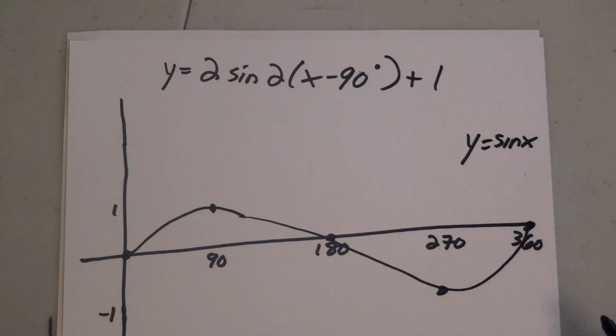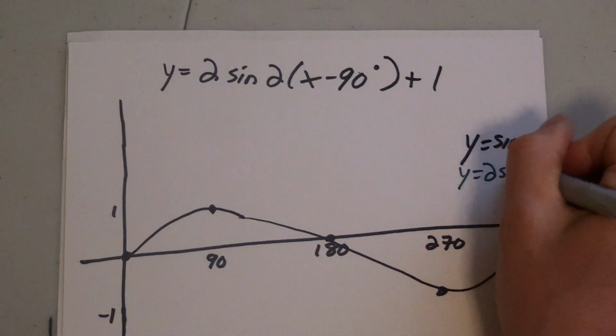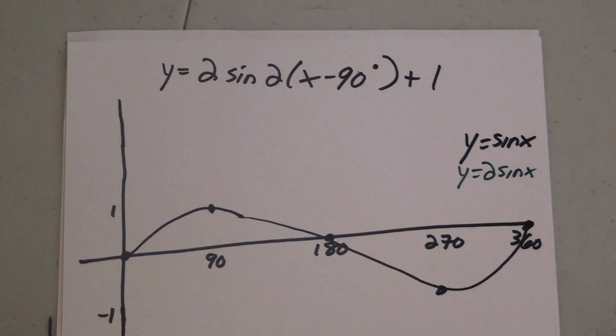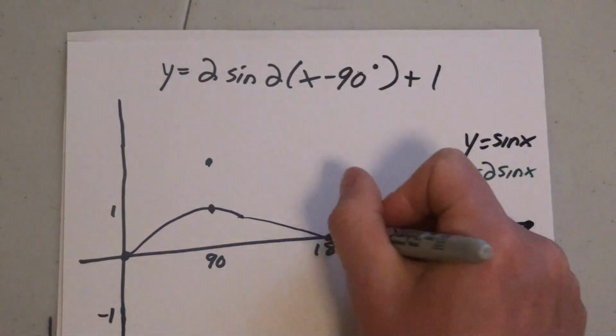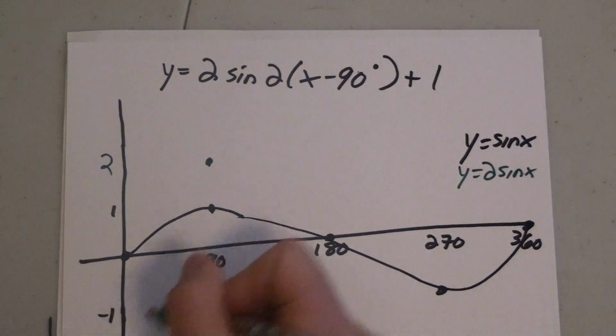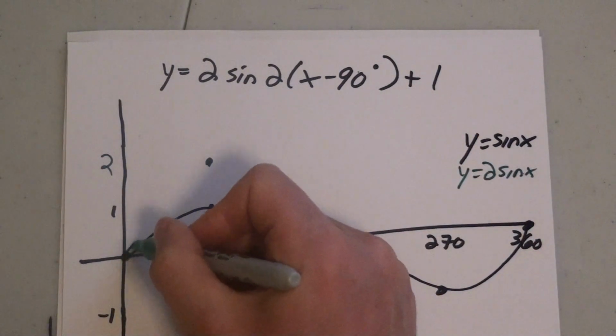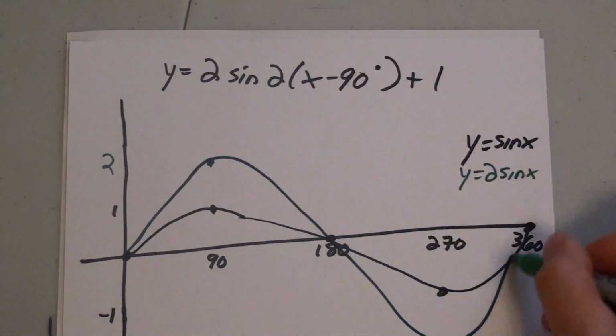Now I can do some things to this. Let's start by changing the amplitude. So I'm going to do y equals 2 sine of x. My amplitude is going to get doubled. So it's going to go up to 2, 0, and down to -2. And it's going to look twice as steep.